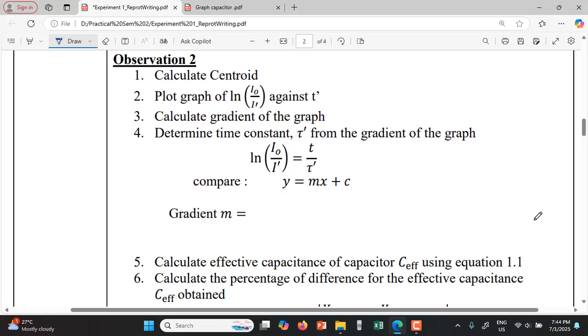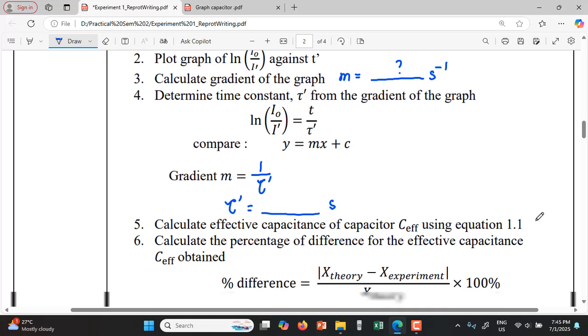You are going to calculate the centroid. Then you are going to plot the graph I0 over I prime against T prime. Again, you are going to calculate the gradient of the graph. Don't forget to put the unit for the gradient, so it's second minus 1. Then by comparing the equations, we find that the gradient will be 1 over the time constant. So we can calculate the time constant for two capacitors connected in parallel. Make sure the unit for the time constant is in second.